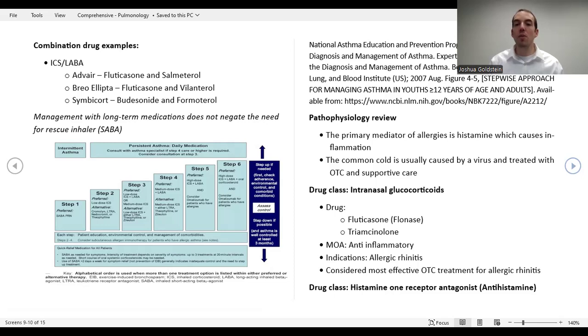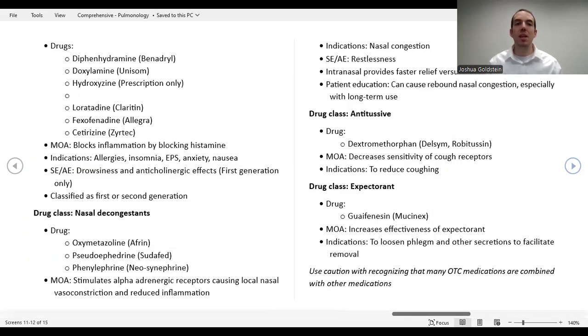Moving on, we have our antihistamines. Now, I want to be very clear. In most textbooks, you won't see these referred to as antihistamines because these are histamine 1 receptor blockers. There's also histamine 2 receptor blockers.